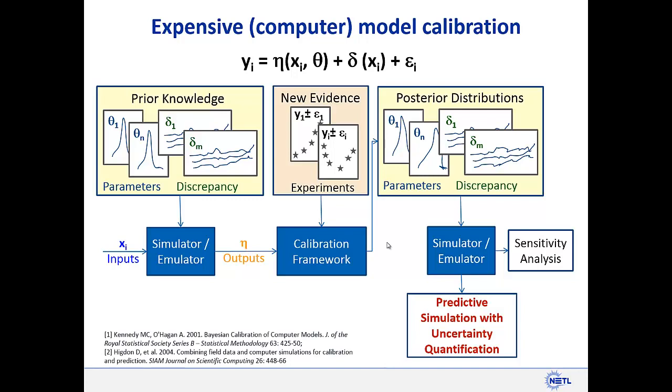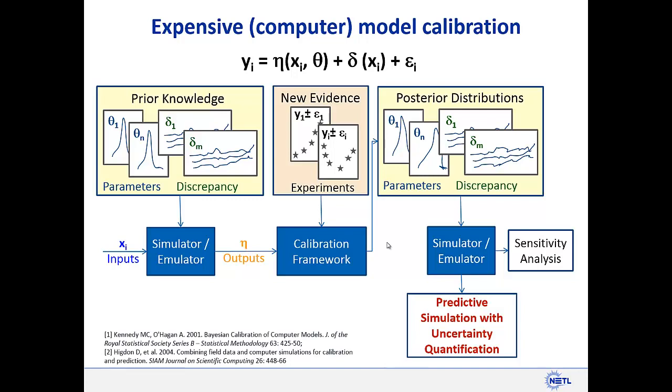So you can imagine that this might go through some sort of loop, and finally you'll come up with a really good set of posterior distributions, and then you do your prediction. Okay, that's the scheme. And so they did this calibration.